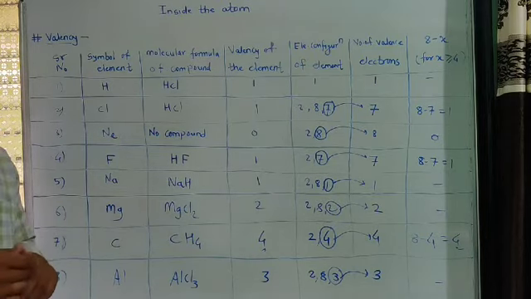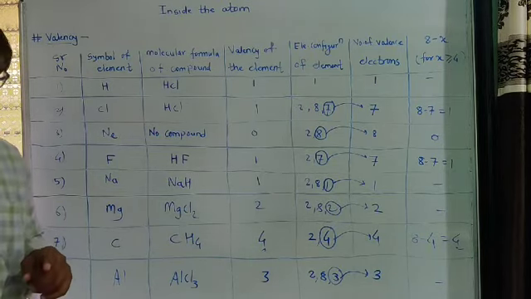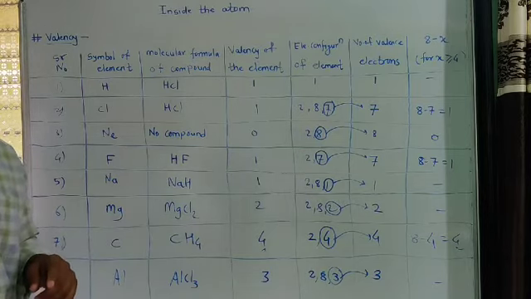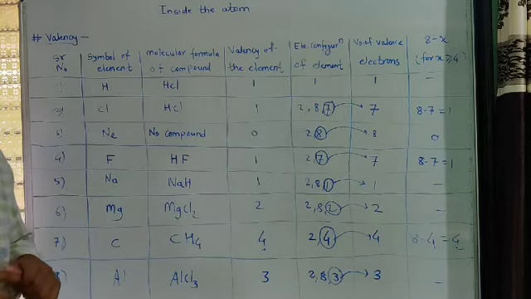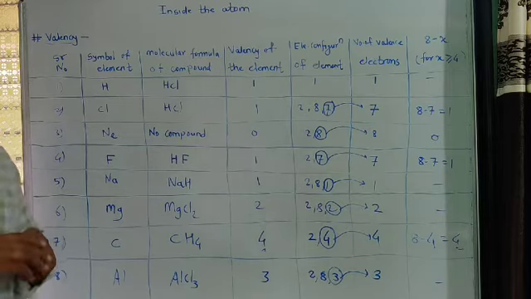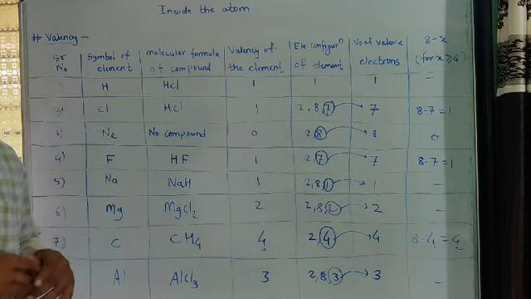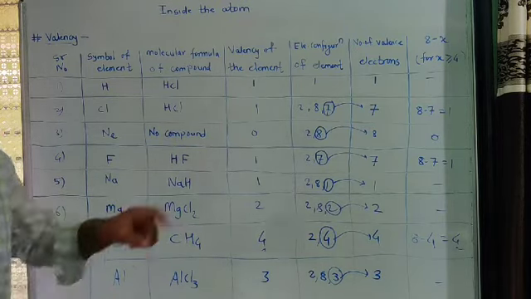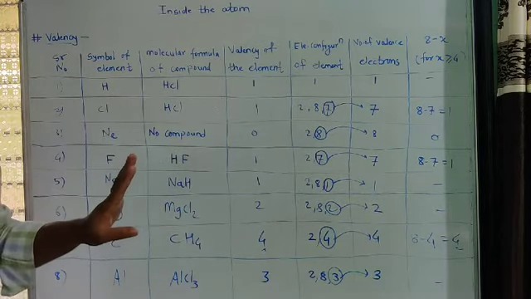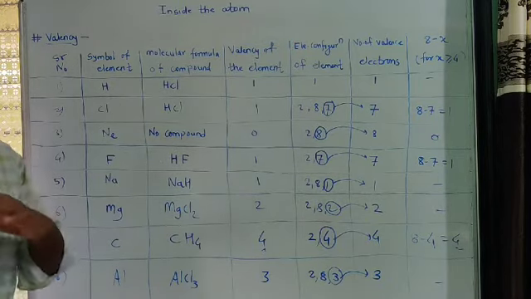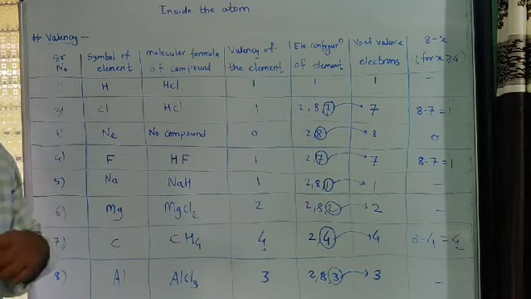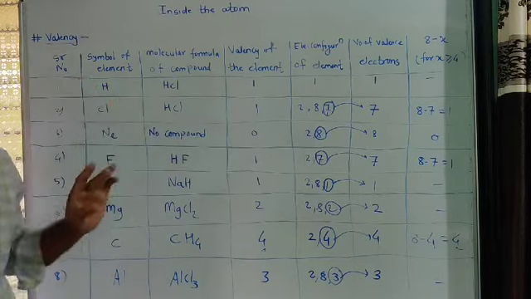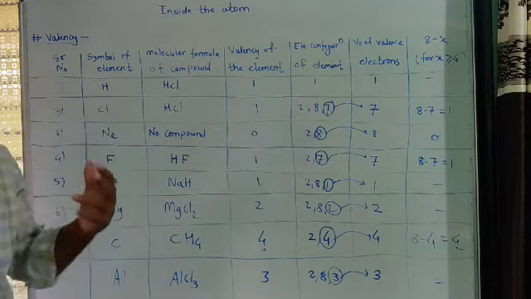The first rule is, if the valence electron number is less than 3, then that number itself is the valency of that element. And the second rule we studied: if the number of valence electrons is greater than or equal to 4, then we have to use the formula 8 minus x, where x means the number of valence electrons.